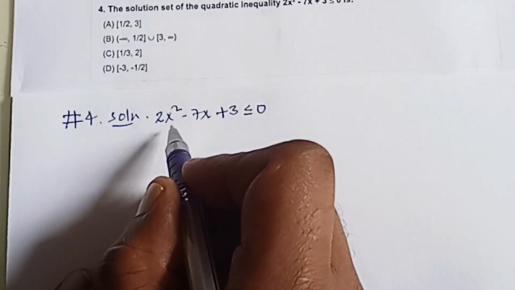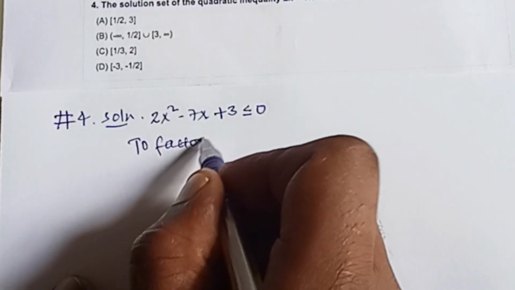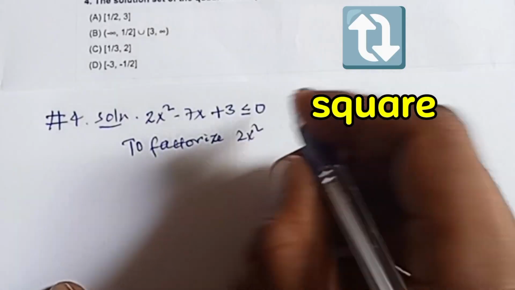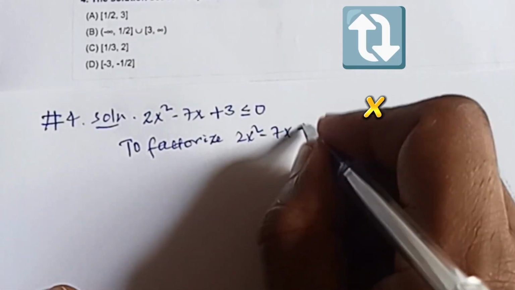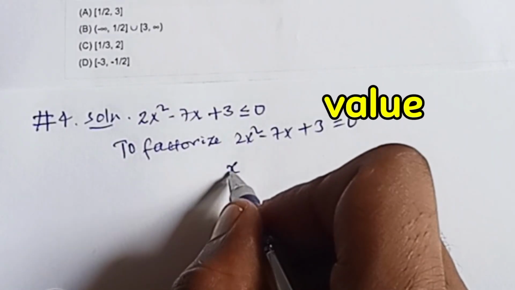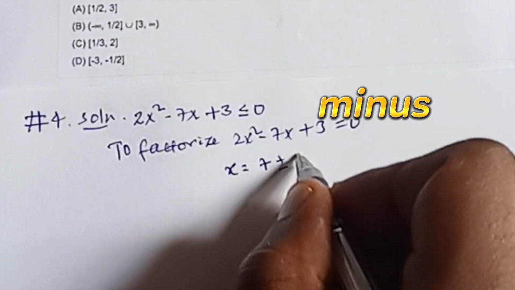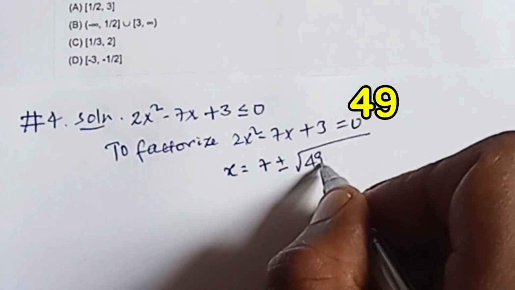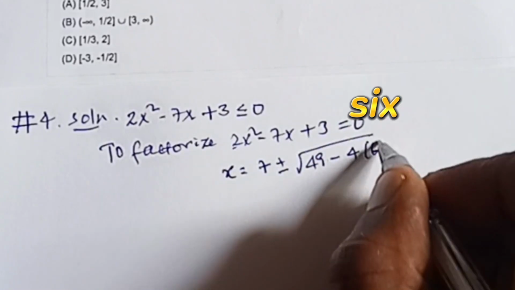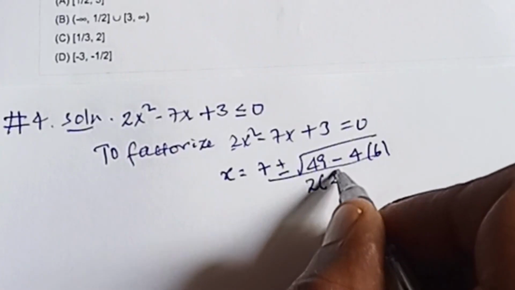First of all, to factorize, we write 2x squared minus 7x plus 3 equals 0 like this. So what's the value of x? Using the quadratic formula: 7 plus or minus the radical of 7 squared minus 4 times a times c, which is 6, over 2 times a, which is 2.